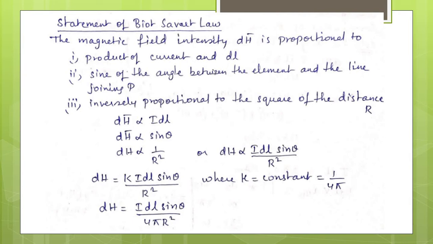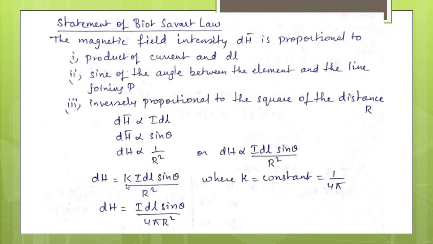All these three statements we can write in equation form. dH is directly proportional to I dl, dH is proportional to sine theta, and dH is inversely proportional to r square. Here we can combine all of these three terms and write the equation as dH proportional to I dl sine theta by r square. Or if you remove the proportionality sign, we can write it as dH is equal to k into I dl sine theta by r square.